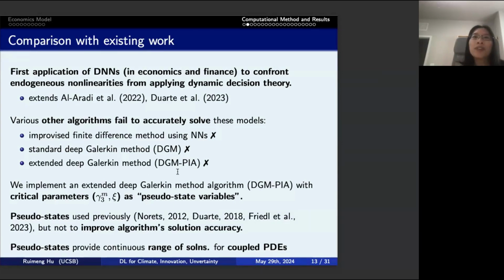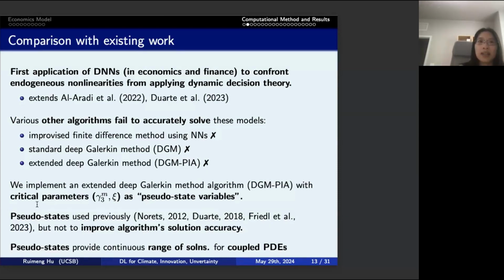And all of them failed. In particular, the standard DGM method failed because it cannot get the accurate solution, and I will mention how we claim that. And for the extended DGM method, as we mentioned, it cannot preserve monotonicity with respect to important economic parameters, which are very important from the econ perspective. So we extended this DGM PIA by including those critical parameters gamma and xi as pseudo state variables. Gamma 3 comes from the damage function, and xi comes from the preference, the uncertainty preference.